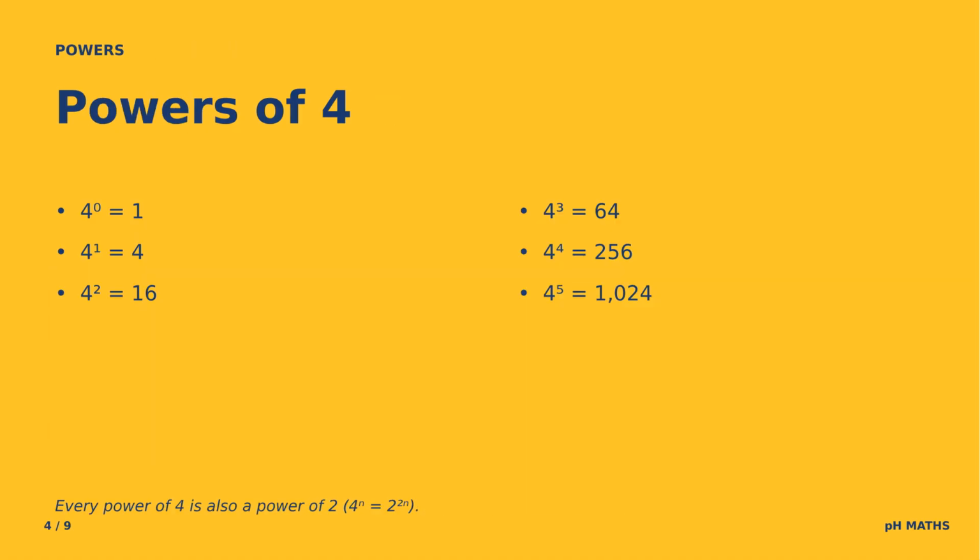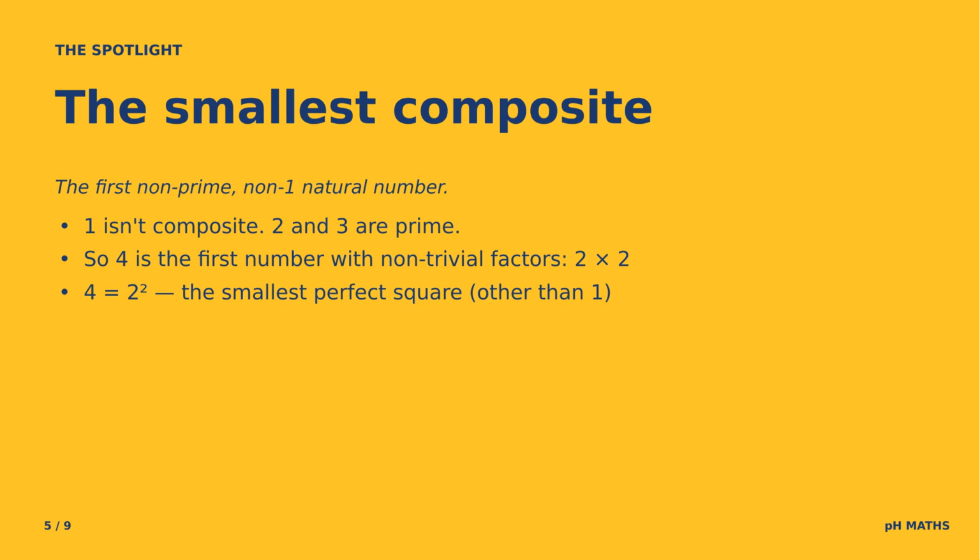Powers of 4. 4 to the 0 is 1. 4 to the 1 is 4. 4 squared is 16. Cubed is 64. To the 4th, 256. 5th, 1024. Here's the clean trick. Every power of 4 is also a power of 2. Specifically, 4 to the n equals 2 to the 2n. So 64 equals 4 cubed, which equals 2 to the 6. 3 identities pointing at the same number. Useful in indices questions.